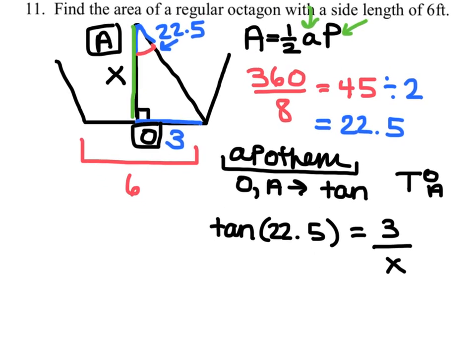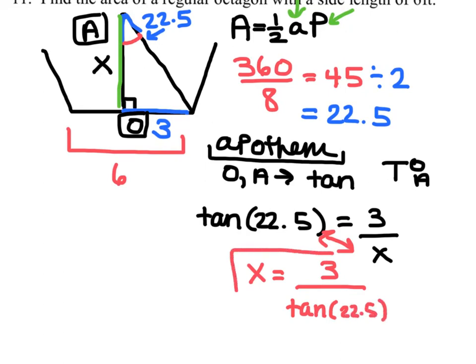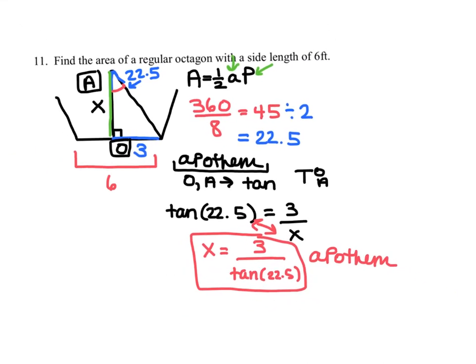This does look a little bit different than the ones we've been doing because this is one where we have to solve by switching places. So I get x equals 3 over the tangent of 22.5, but that's okay, guys. That's my apothem right there. We're just going to leave that for right now. Okay, so that's my apothem.